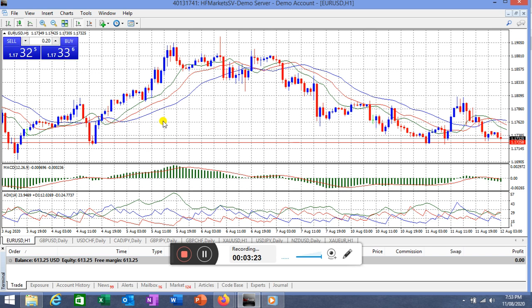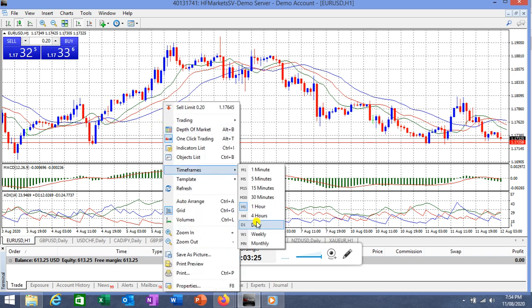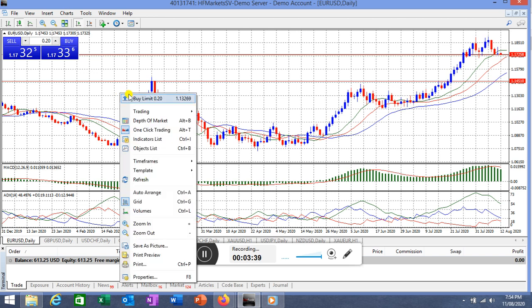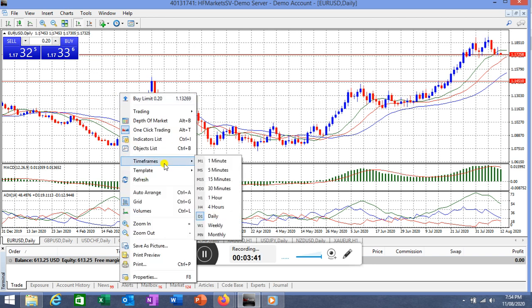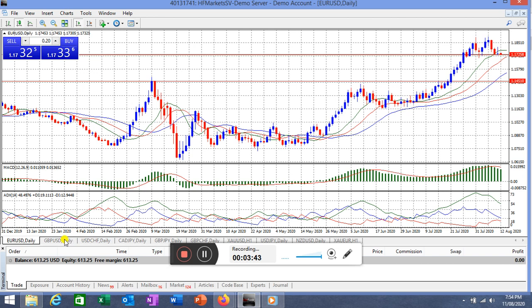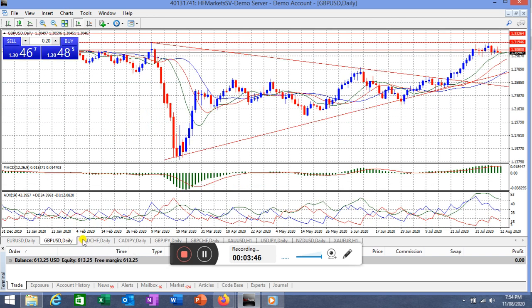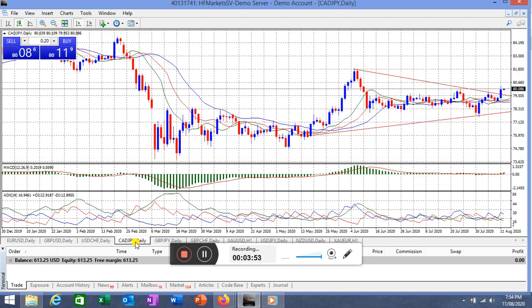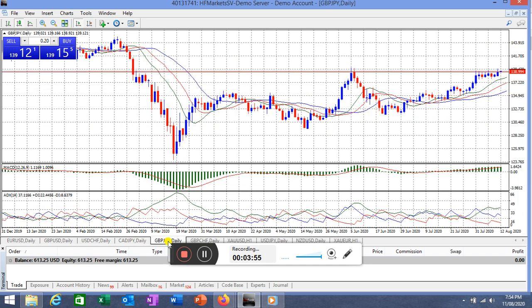And so what has happened is that I have also explored other trading pairs. Alright, so I looked at the GBP USD. I looked at USD CHF.